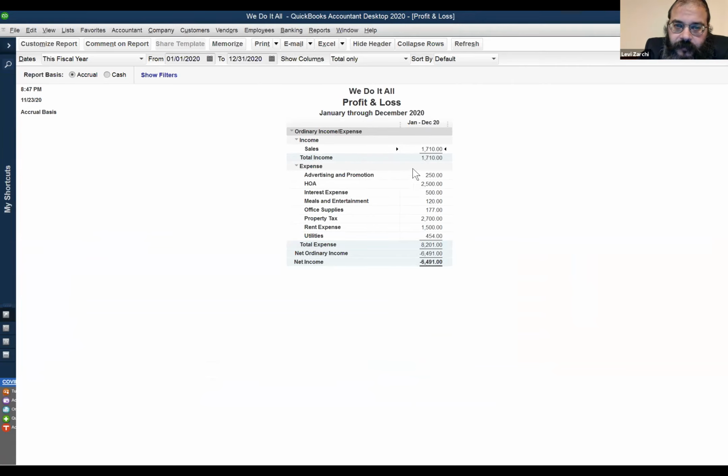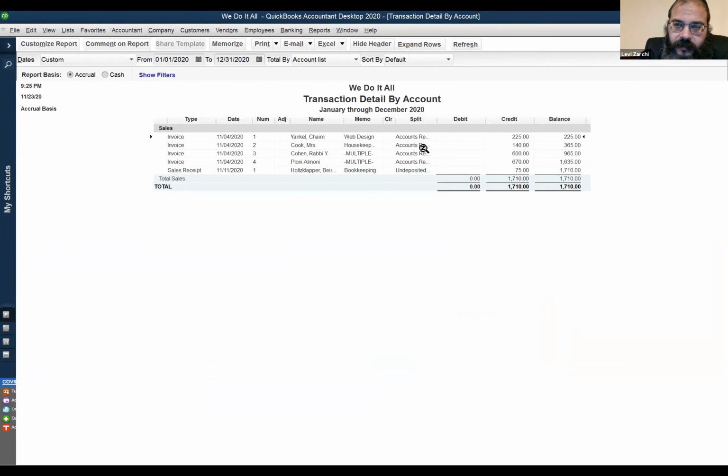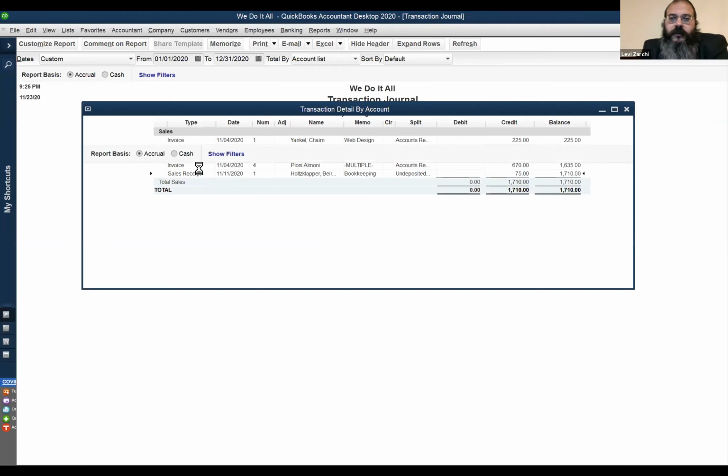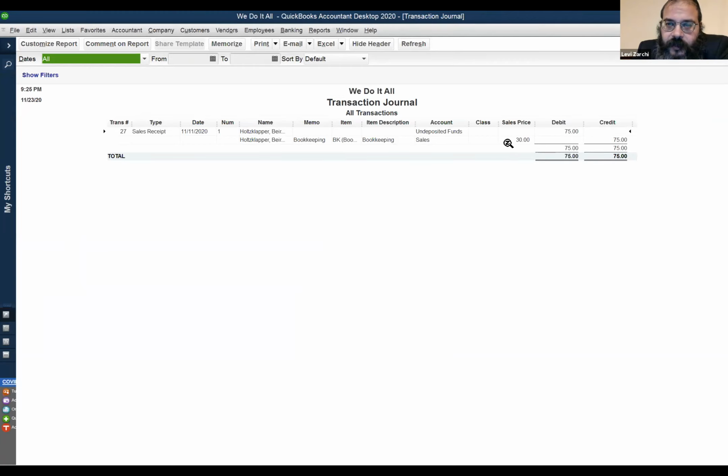So I gave you an example in the sales, and that's why I did this before. When you have Holtzklapper, he's not an invoice, he's a sales receipt. You see Holtzklapper? If you press Control Y on Holtzklapper, it's going to tell you made a sale for what's it called? Why is it deposit $75 here? Give me a second.